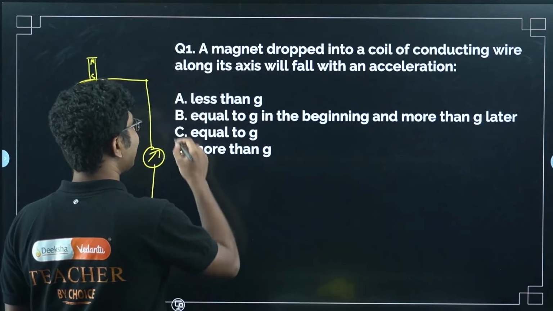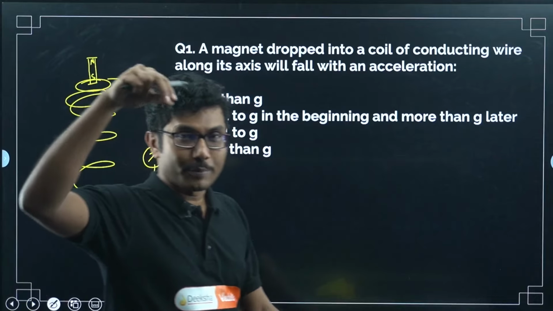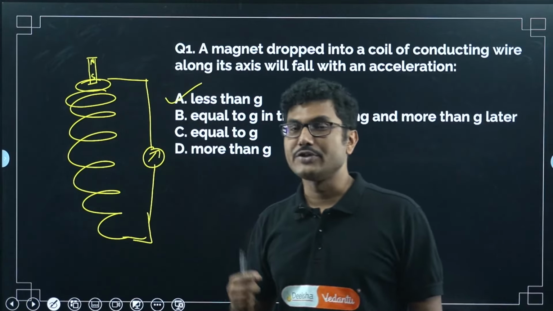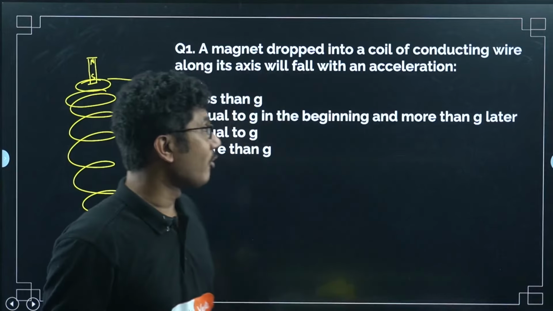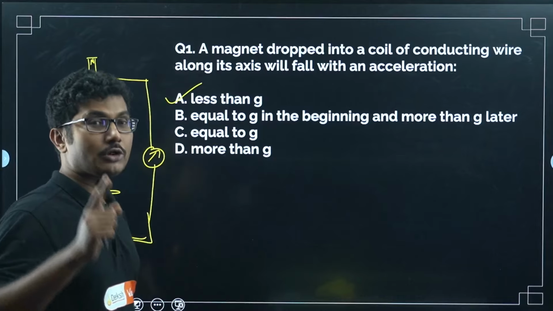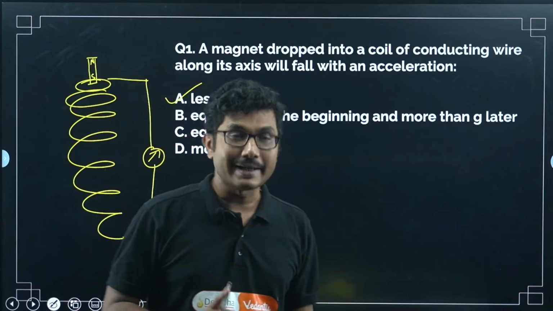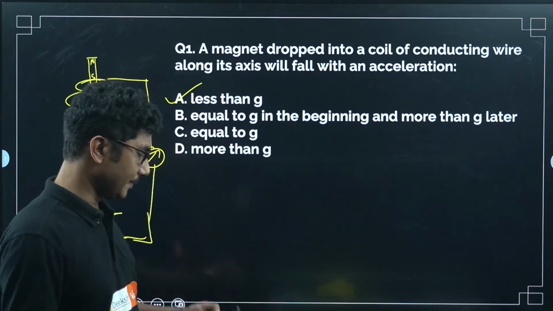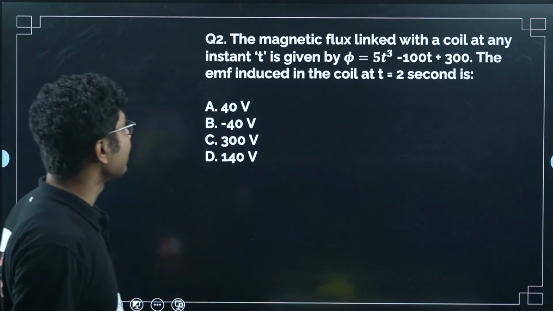So it is actually less than g. So when you are dropping a magnet through a coil, the coil will induce a magnetic field which will oppose the falling magnet, so there will be an extra force acting opposite to the direction of the falling magnet. So that's why the acceleration should be less than g. Okay, now let's move on to the next question.